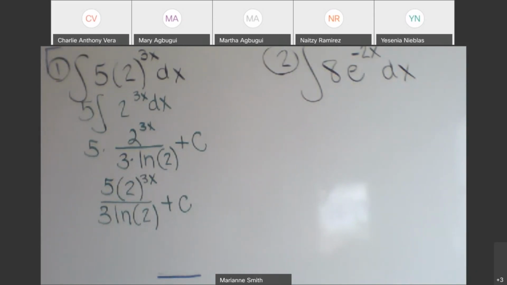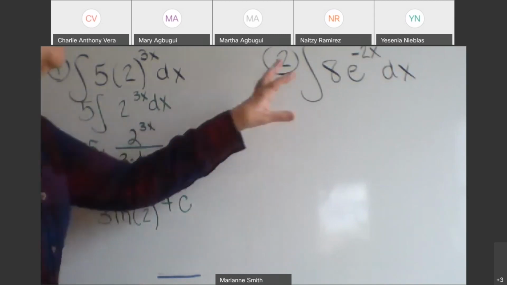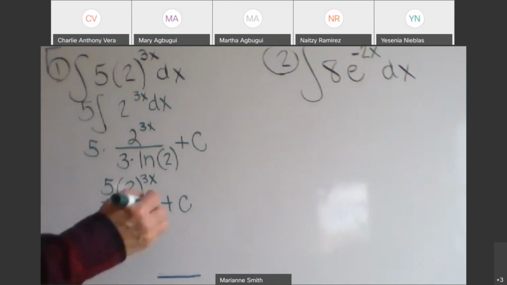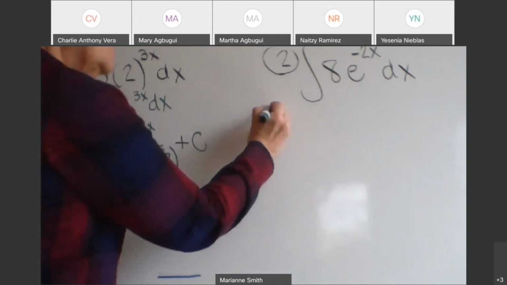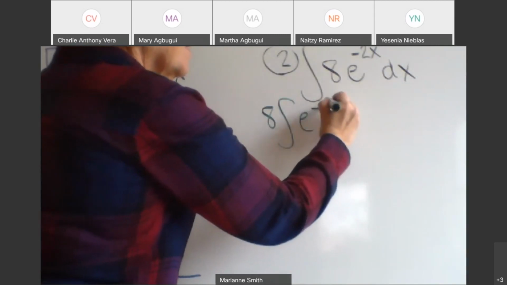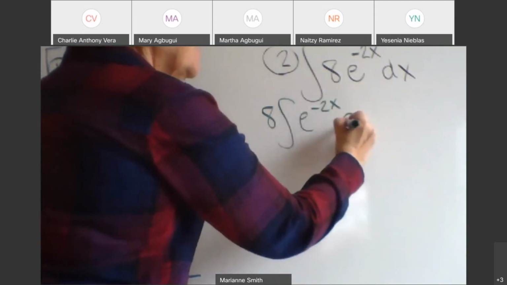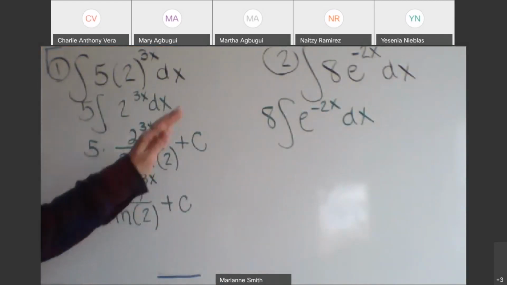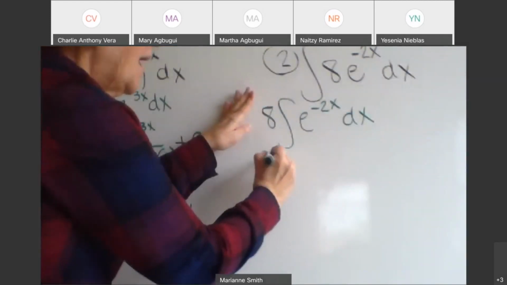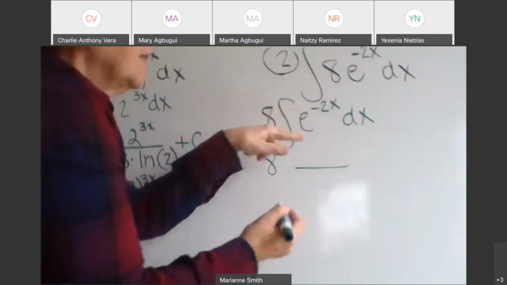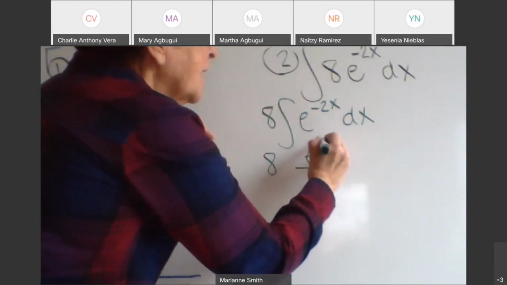Okay, let's look at the second example. Here I have the integral of 8 e to the negative 2x dx. The 8 I'm going to pull through the integral sign. So my actual exponential is e to the negative 2x dx. I'm going to use the same pattern for integrating an exponential. Draw the fraction bar. The original exponential goes in the numerator.